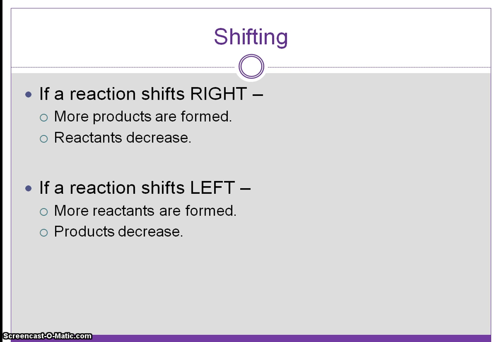When it shifts to the right, what that means is that you're producing more of the products. And to do that, you have to decrease the reactants. If a reaction shifts to the left, it means that more reactants are formed, and so the products are going to decrease. So whichever way you're shifting towards, the stuff on that side of the reaction is going to increase, and the stuff on the other side of the reaction will decrease.